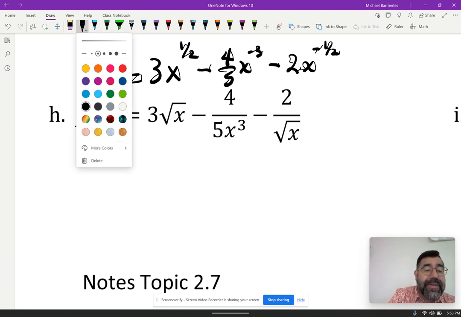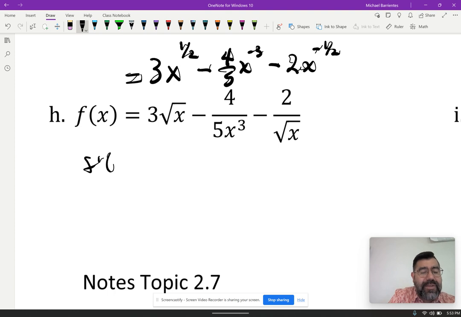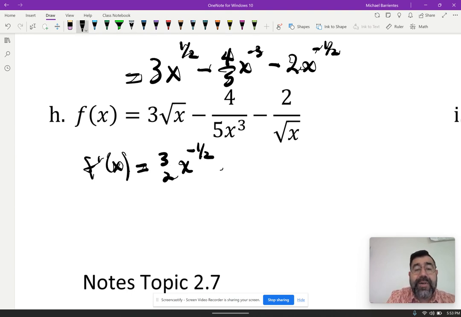I can take the derivative, and we can get to the derivative function by just multiplying exponent times coefficient. I'm going to write it as 3/2 x to the negative 1/2. Remember, we're subtracting 1 from the exponent, so 1/2 minus 1 is negative 1/2. And then I'm going to multiply negative 3 times minus 4/5, so that's really plus 12/5 x to the negative 4.